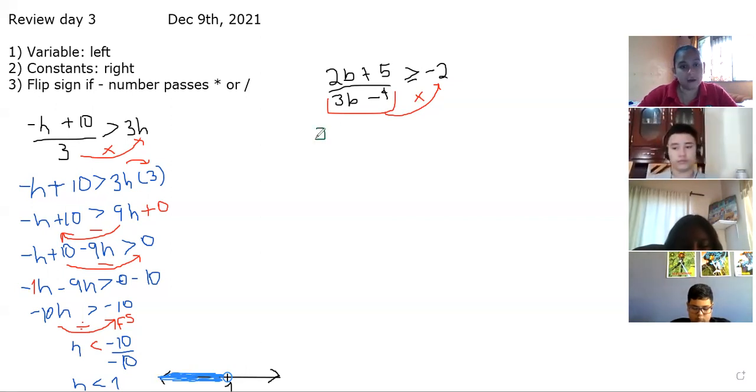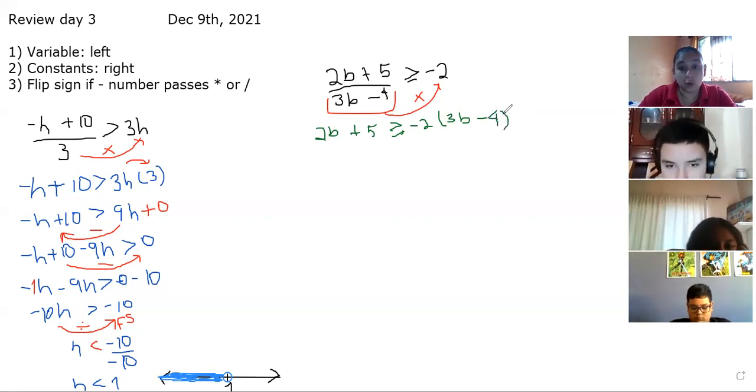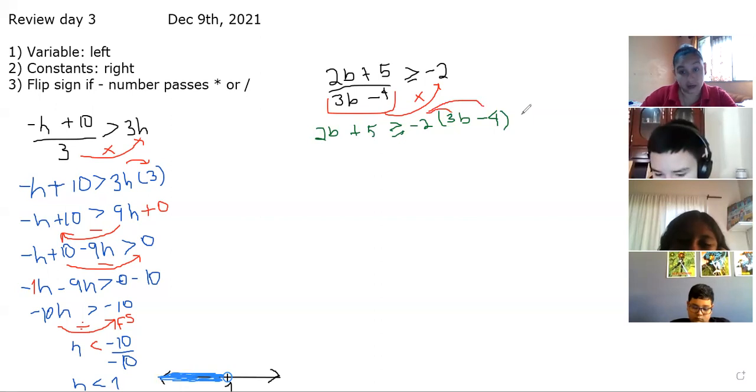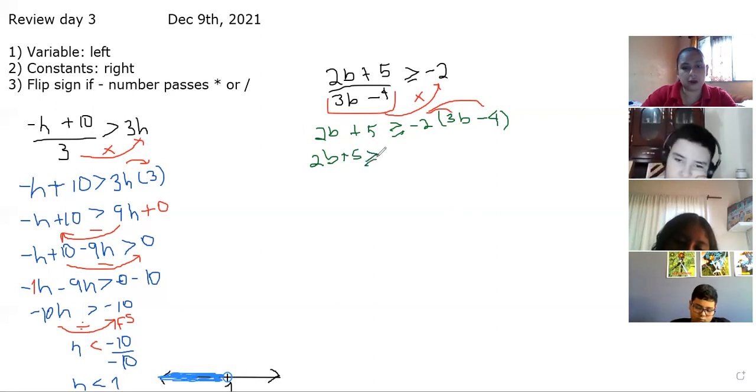So we're gonna have now 2b plus 5 is greater than or equal to negative 2. You open a parenthesis and you copy everything that you have in the denominator. Now you need to apply the distributive property. Why? Because we have a parenthesis. Remember, because of PEMDAS, you need to get rid of that parenthesis as well. So the left side, we're doing nothing, so we just copy it as it is. So we got 2b plus 5 is greater than or equal to.